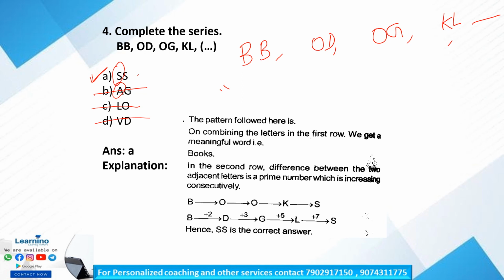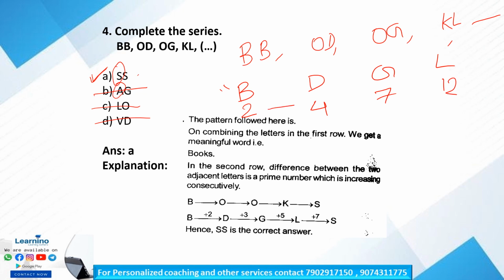The second letter of each term is B, D, G, L. B, D, G, L is not at all a meaningful word, right? So let us consider the corresponding numbers of each letter. What is the corresponding number of B? It is 2. The corresponding number of D is 4, of G is 7, and for L it is 12.